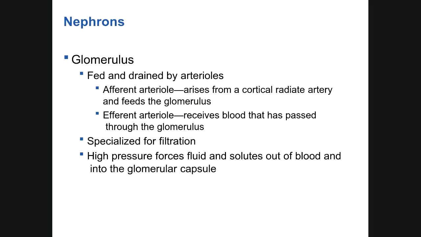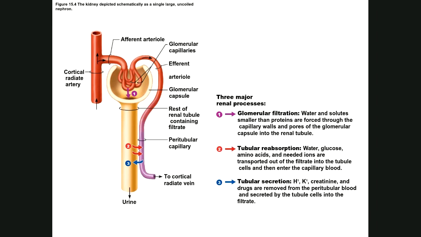So the glomerulus is fed by the afferent, and then the artery which leaves the glomerulus is the efferent. The efferent will feed another capillary network known as the peritubular capillaries. And this glomerulus is specialized for filtration, and it has more permeability compared with the usual capillaries that are present in our body.